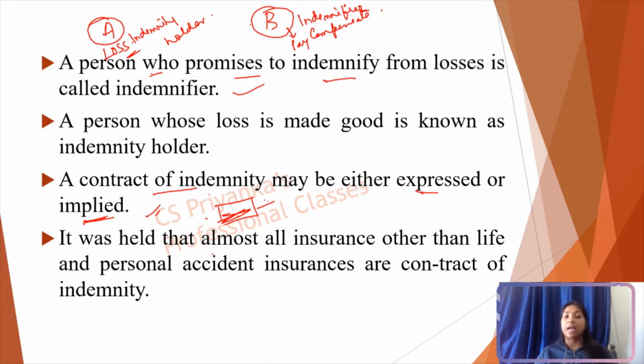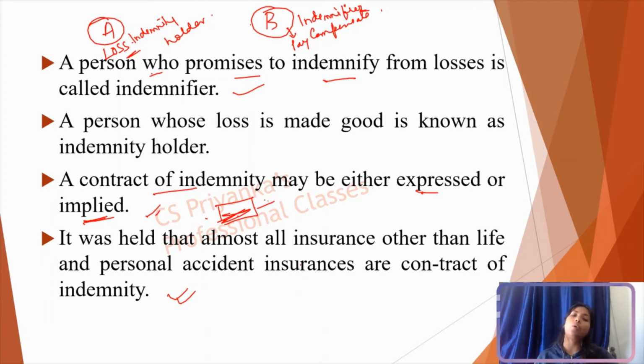It was held that almost all insurance other than life and personal accident insurance are contracts of indemnity. Actually, life insurance is contingent, because you don't even know whether we will die or not. But normally all other insurances, like phone or any type of car insurance, when we suffer any loss or accident, we get the insurance amount.